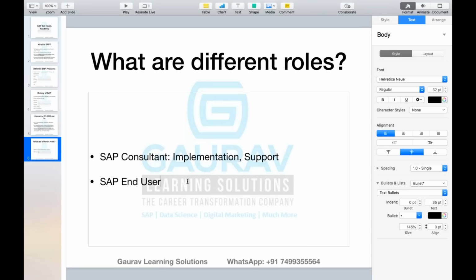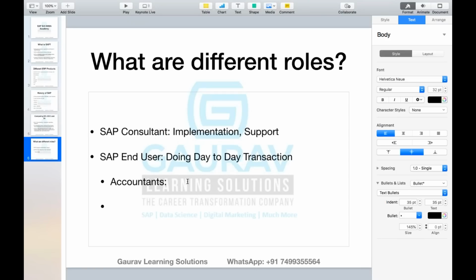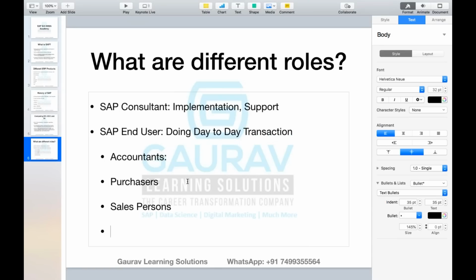Who is the end user? The end user is not responsible for implementation and support. The end user is responsible for doing day-to-day transactions. What are day-to-day transactions? It depends. End users can be accountants who are part of the accounting team. They can be purchasers, part of the purchasing team. They can be salespersons who take orders from customers and enter them in the system, or they can be production designers and production engineers who create production orders in the system.